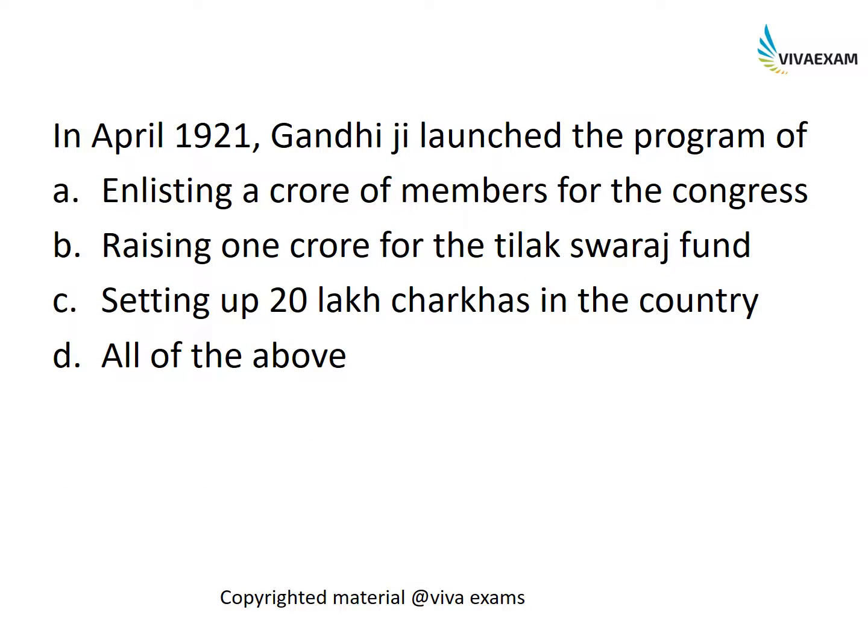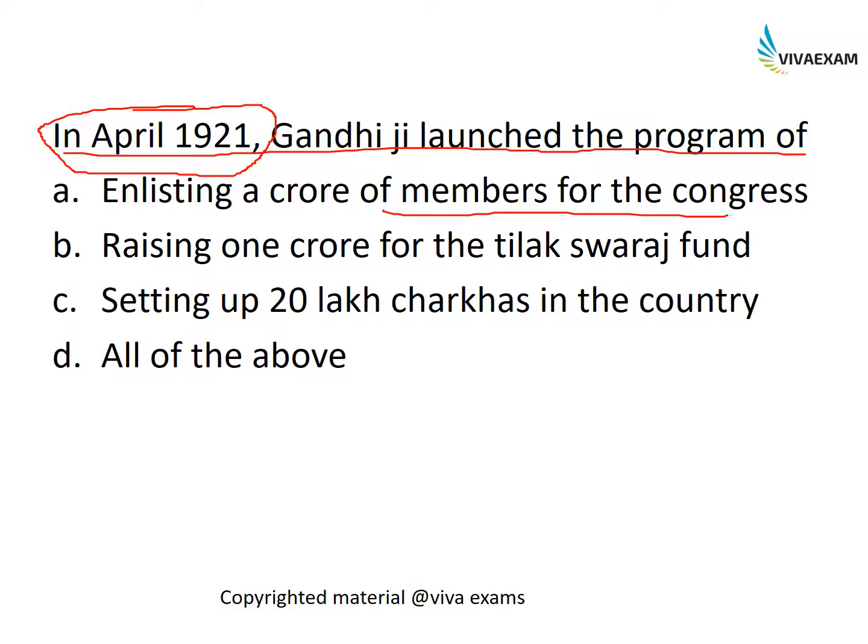In April 1921, Gandhiji launched the program of... So basically in April 1921, during the non-cooperation movement, Gandhiji had launched this program, enlisting a crore of members for the Congress. That is correct. Raising 1 crore, we all know that is also correct. Setting up 20 lakh charkhas in the country, that is also correct. So all of the above is the right option for this question.